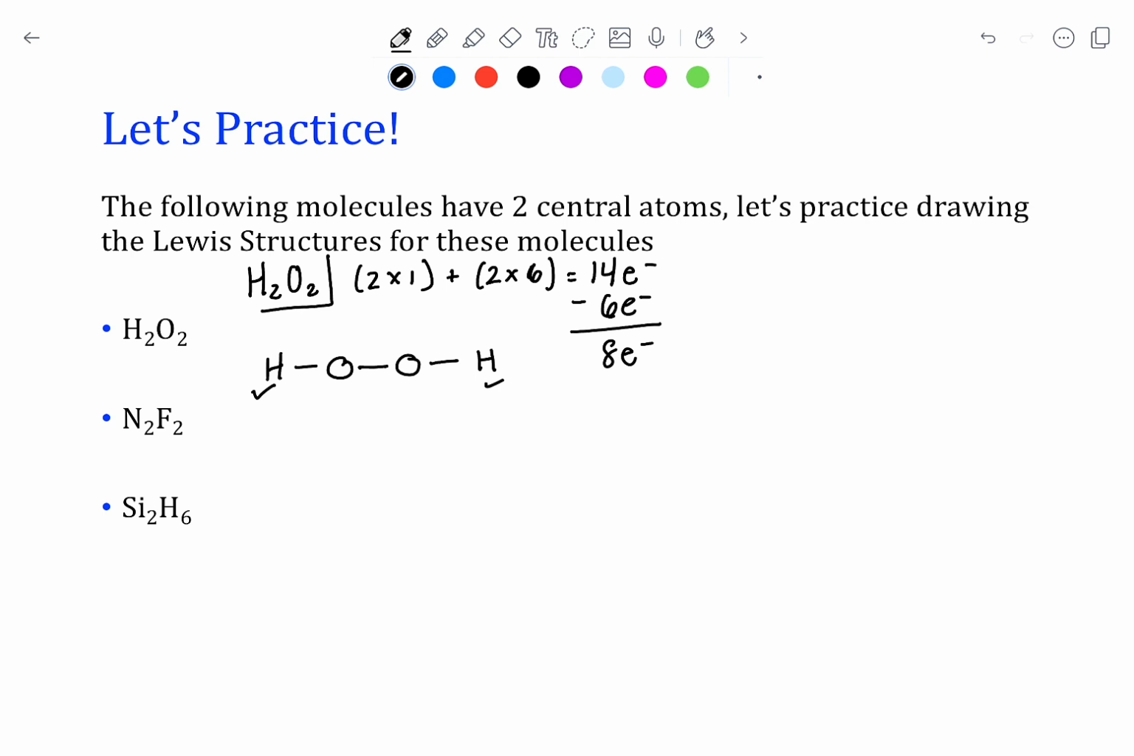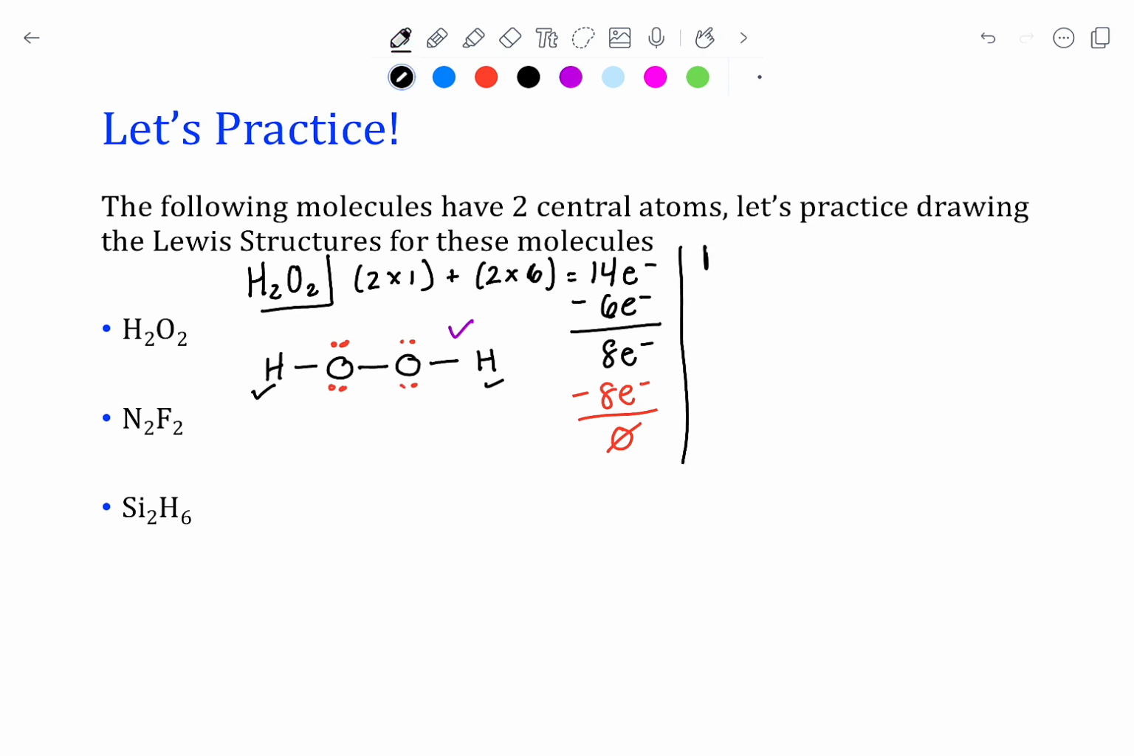So I have 8 electrons here. Each oxygen right now has 4 electrons, so they each need 4 more electrons to complete their octets. So let's take these 8 electrons and place them on our central atoms. So I placed all 8 electrons on my oxygens. I have no electrons left over, but if we look at our octets, that oxygen now has a complete octet, as does that oxygen. So that is our completed structure for H2O2.